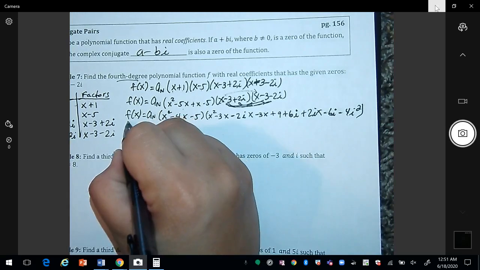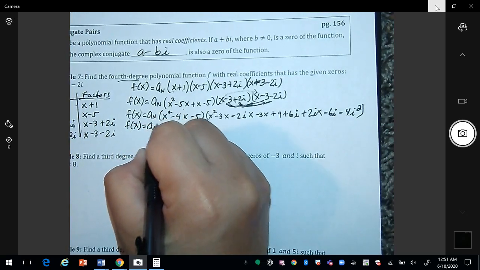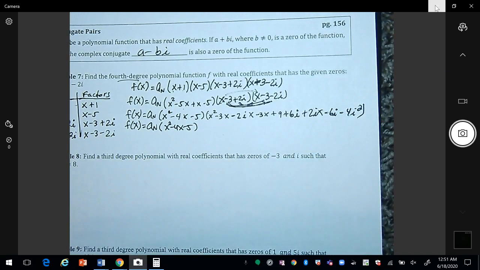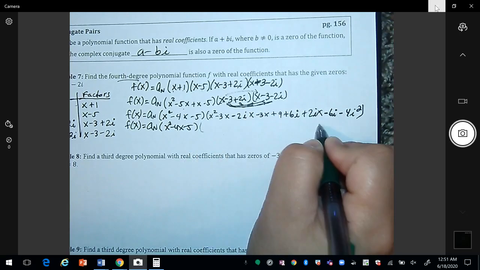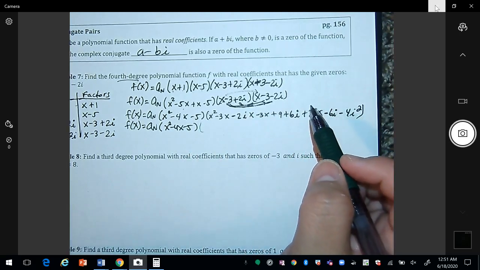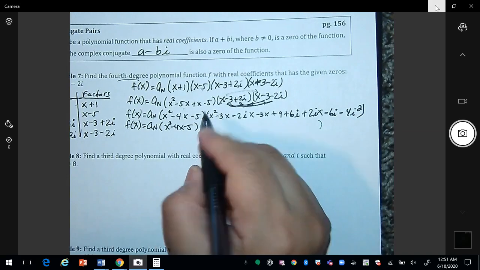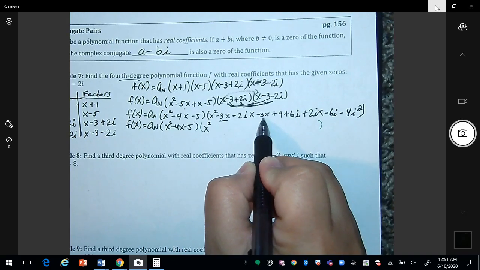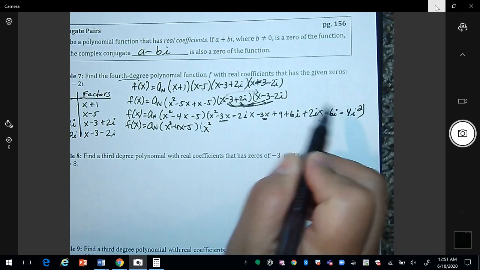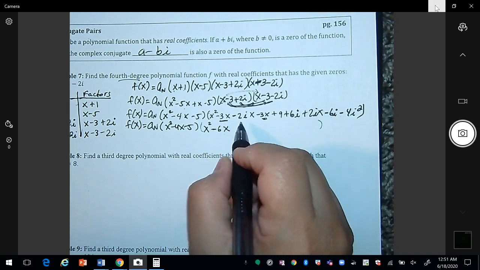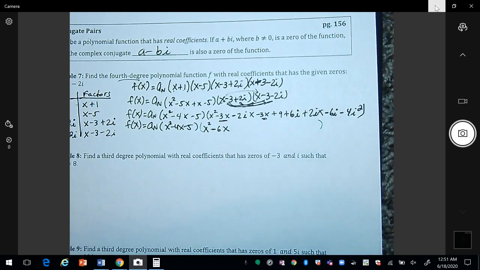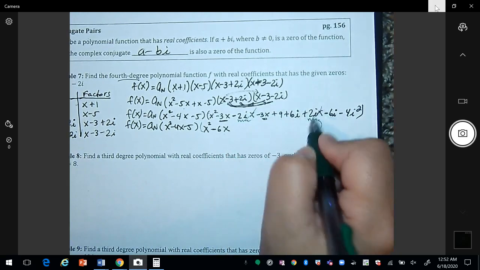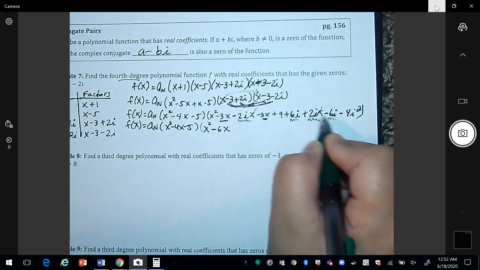So we want to simplify. So here we're going to have some things that are going to cross out. So I have an x squared. I'm going to write x squared. Then I have a -3x minus a 3x gives me a -6x. And then -2ix and +2ix will give me a 0. And then 6i and -6i give me a 0.